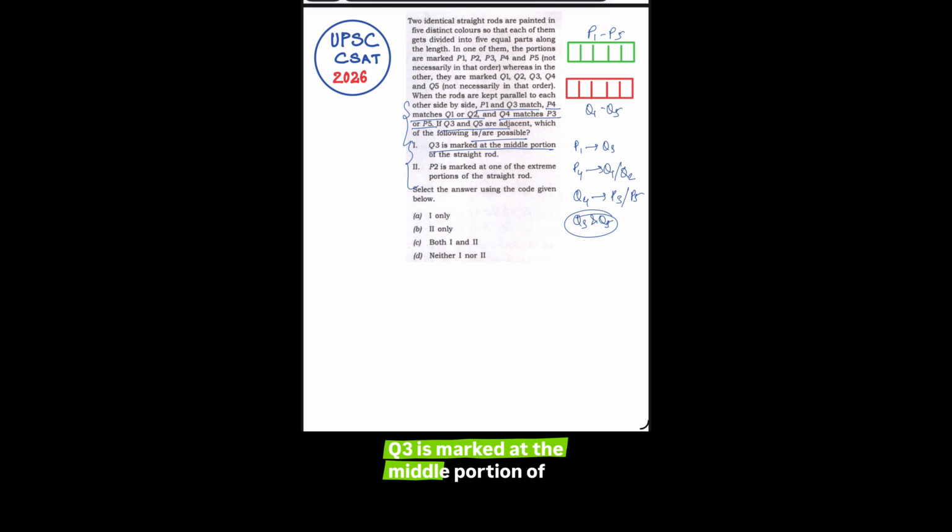Q3 is marked at the middle portion of the straight rod. Now we don't need to analyze each and every arrangement since the question has asked which of these statements is or are possible. We just need to find one arrangement that satisfies all the conditions as well as the statements. So the first statement says that Q3 is marked at the middle portion of the straight rod. So let us draw an arrangement in which Q3 is in the middle. So let us place Q3 in the middle and let us satisfy the other conditions.